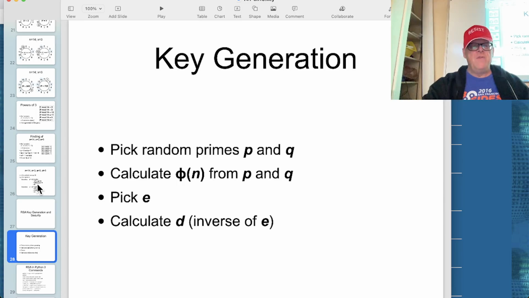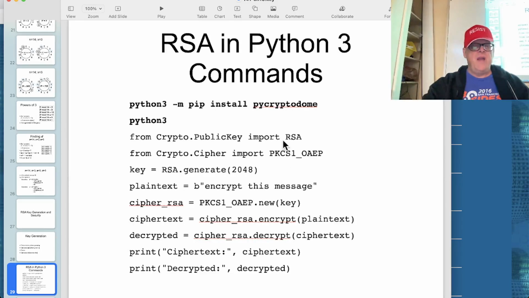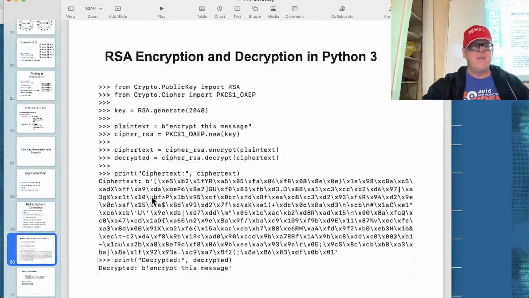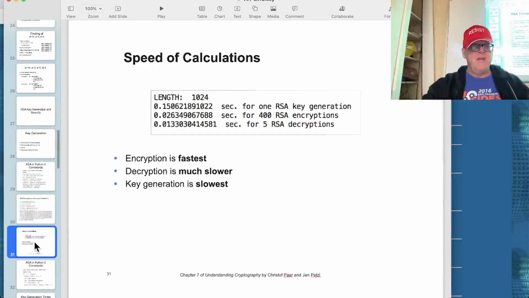All right, and so that's all you have to do. And you can do it with Python. After you have PyCryptodome, you can import RSA, and we've done it before. We did it last time. You can create a key, and you'll see how long it takes to create the key, and it can get pretty long. We did it before, and we'll do it again later.